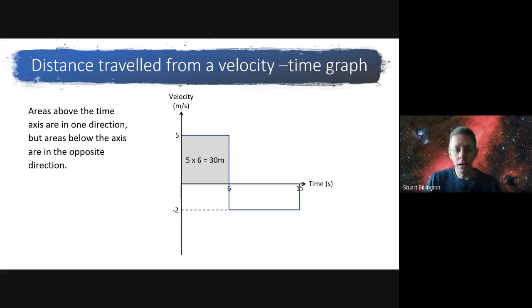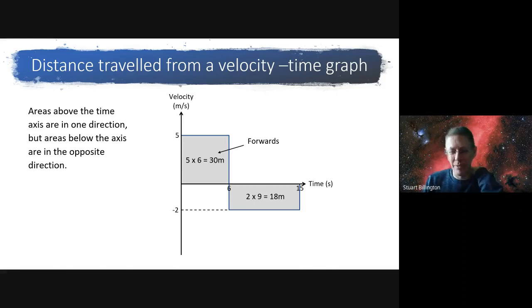So here we've got a 5 times a 6 above the line. And we've got a 2 times a 9, the 9 from the difference between 6 and 15, below the line. So what does this graph show us? This graph shows us that the object traveled at a constant velocity in a forwards direction for 30 meters, and then did the world's most insane deceleration and then acceleration again.